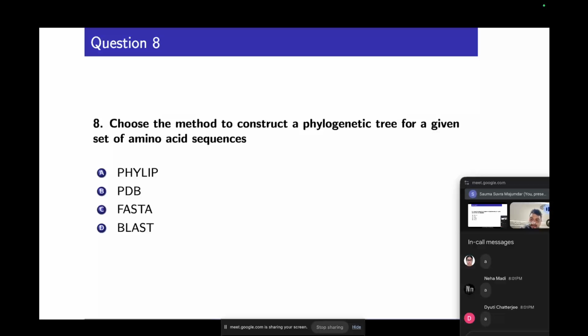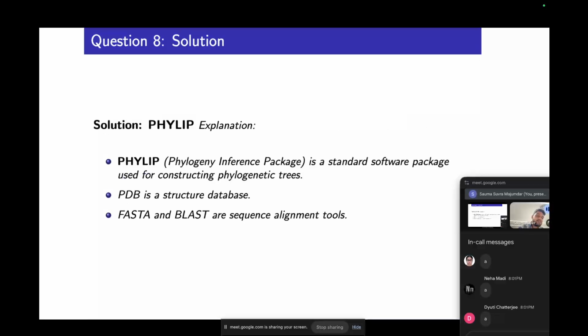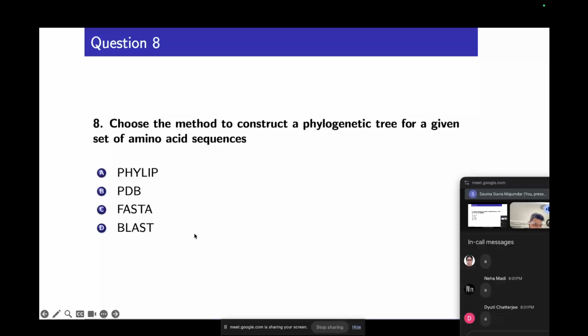Yeah, again, this is correct. I've not discussed this, but this is a package known as the phylogeny inference package, and it's standard software for constructing phylogenetic trees. The rest of them: PDB is a database, FASTA is a format, and BLAST is another different thing for sequence alignment altogether.